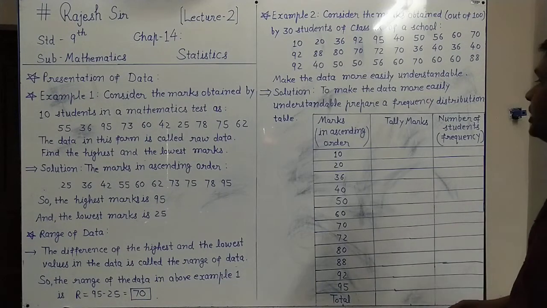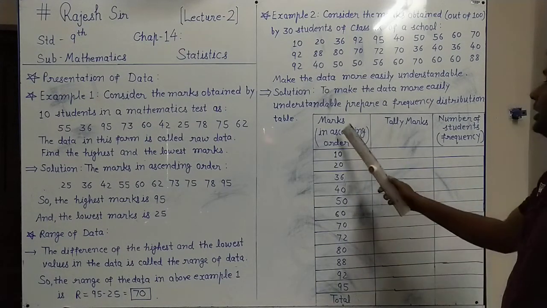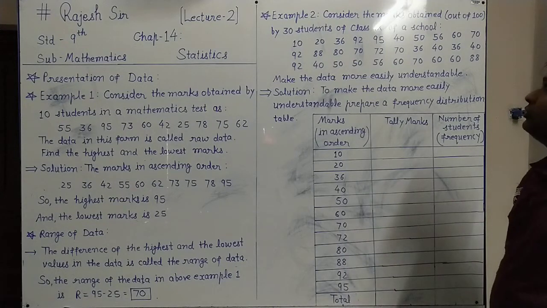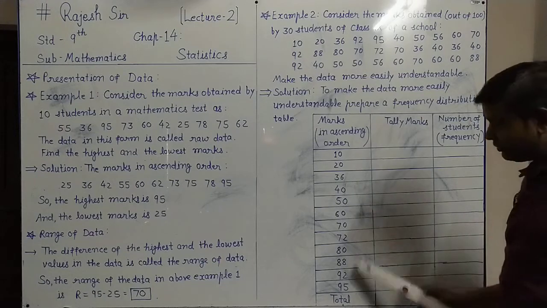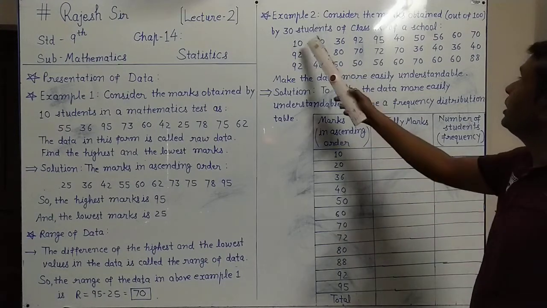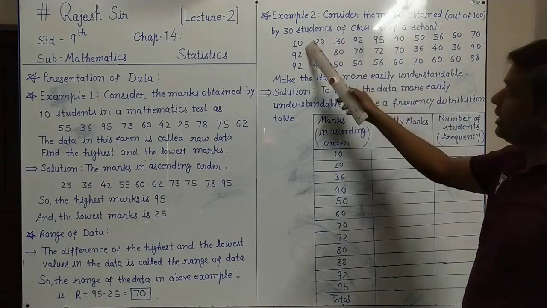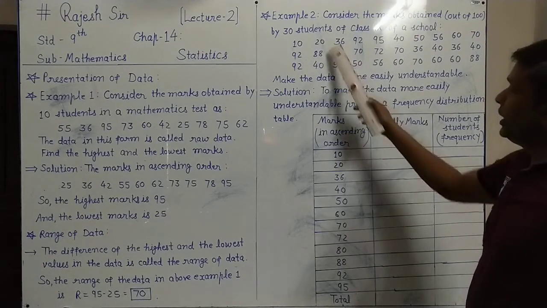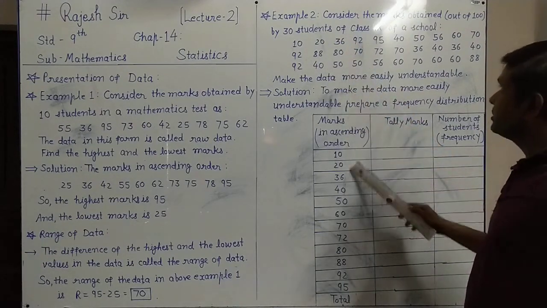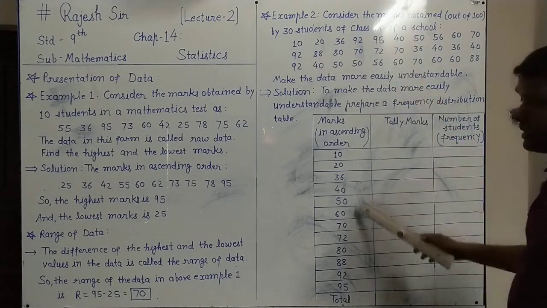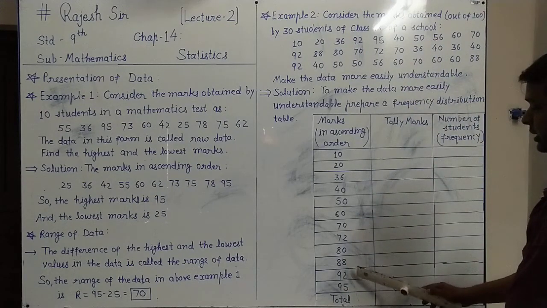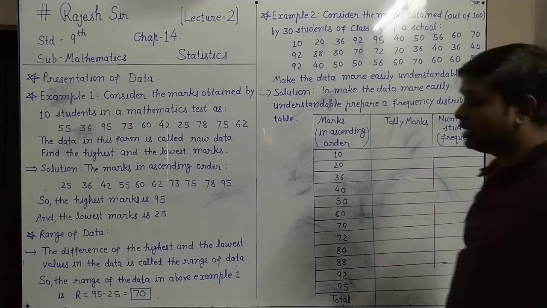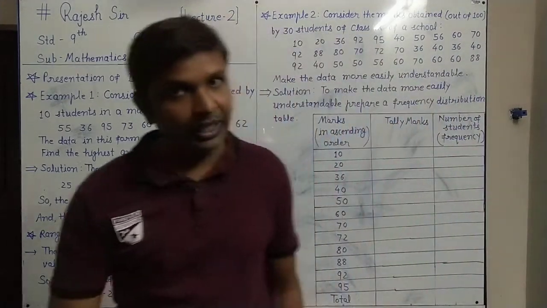So first we have written here all the marks in ascending order. We have not written the repeated marks here. One by one we have written the marks. The least value here we can see is 10, then we have written 20, 36, 40, and in ascending order 50, 60, 70, 72, 80, 88, 92, 95. All marks we have written one time.